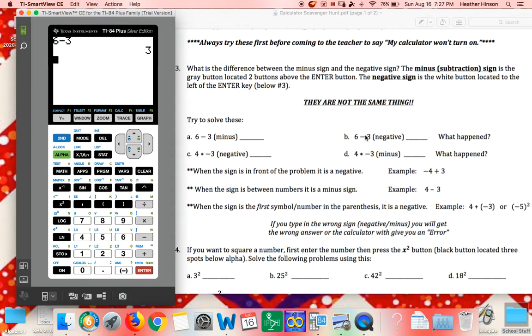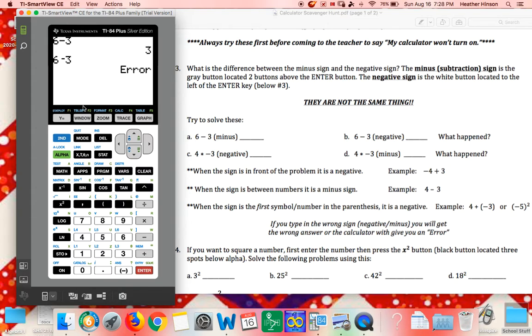However, if you do it backward and you hit 6 and the negative sign and then 3 and you hit enter, it's going to give you an error. Sometimes it gives you a number, sometimes it gives you an error. It just depends on how you plug it in and what the problem is, what the question is. So in this case, it gave me an error. So that's how you're going to know you used the wrong minus sign, so you need to go back and use the other one.